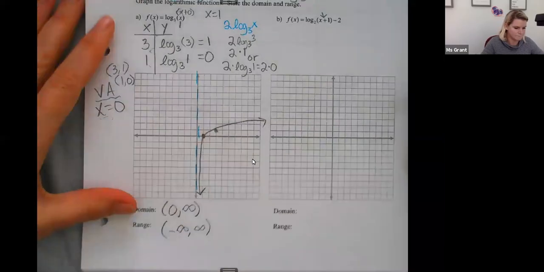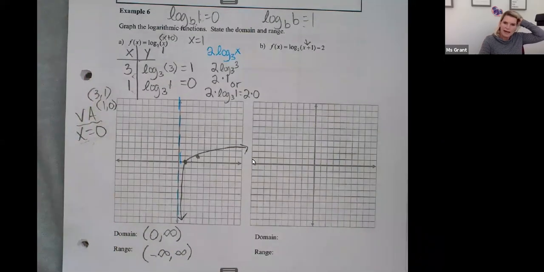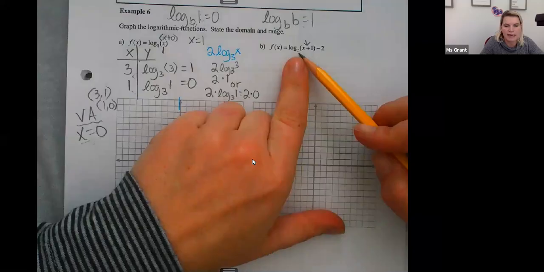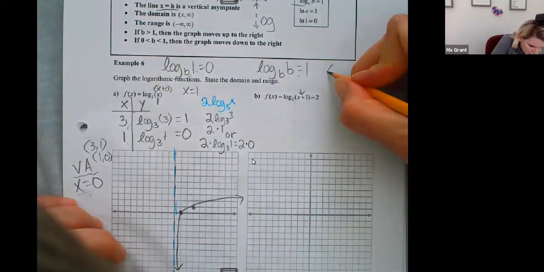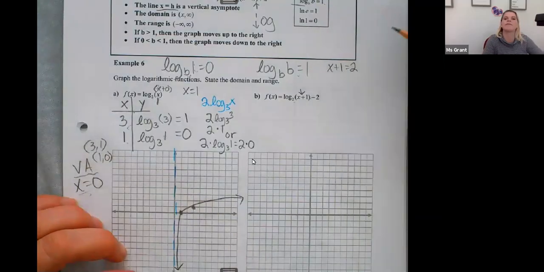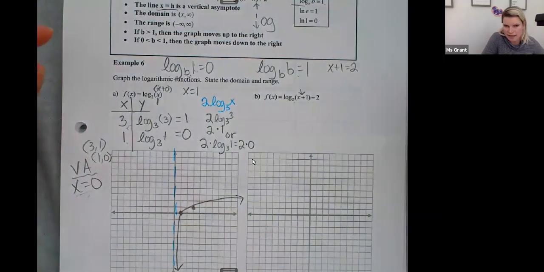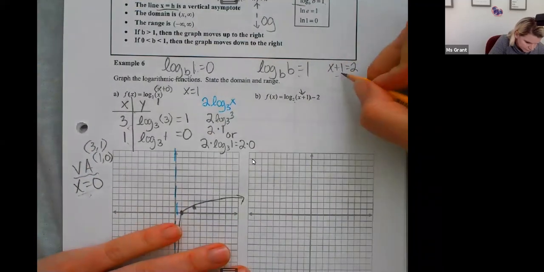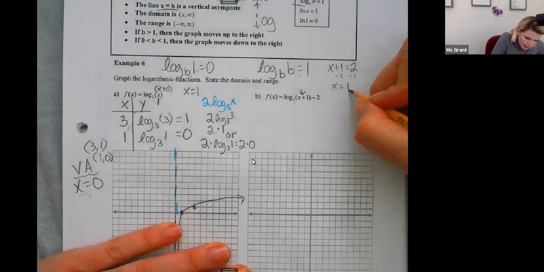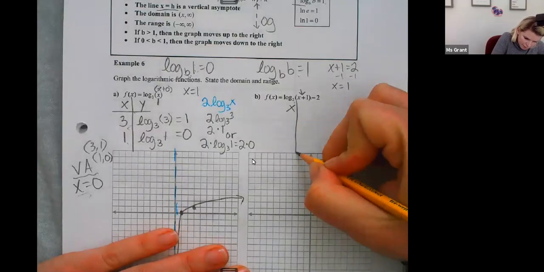Okay. Now, I need the x plus 1 to match my base. My base is 2. So I'm going to go x plus 1 equals 2. So what value of x should I plug in to get my parentheses, x plus 1, to equal 2, which is my base? X equals 1. Okay, that's a number I'm going to put in.